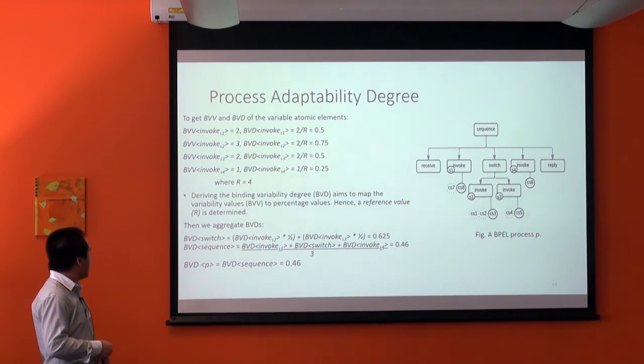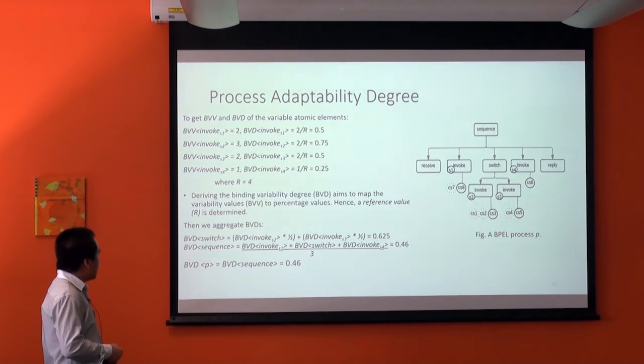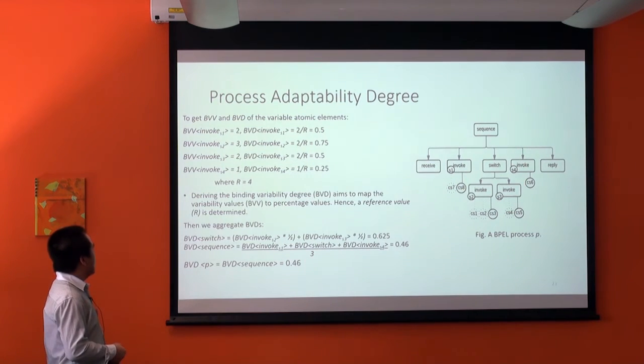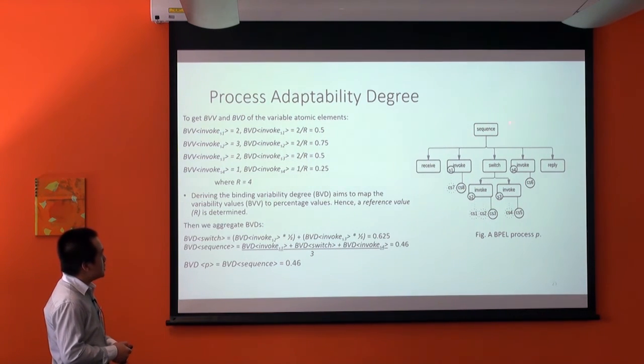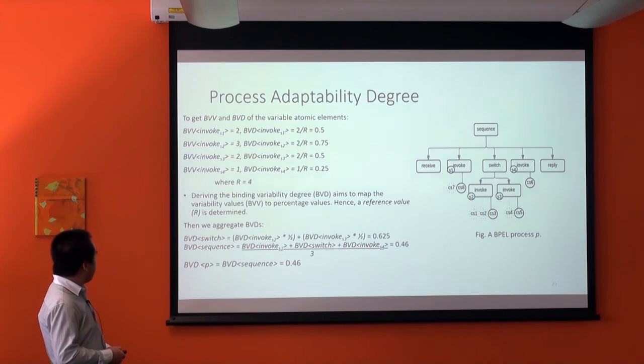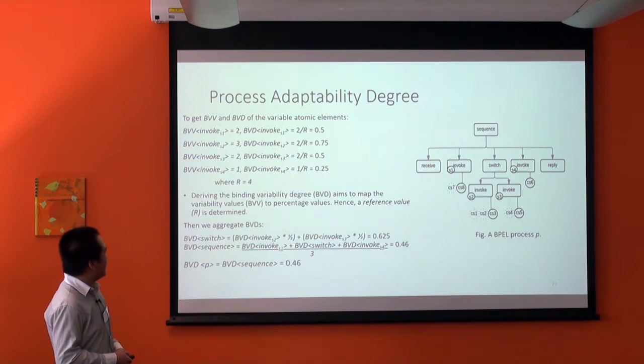And we aggregate those values. We compute those values through these structured constructs, switch and sequence, until we come up with the entire adaptability value of the process, which is the variability degree of the sequence construct.